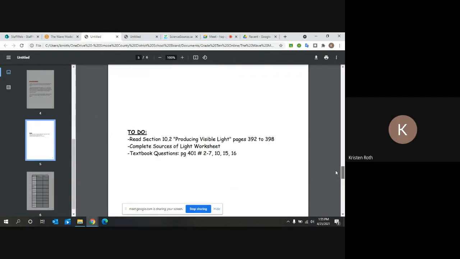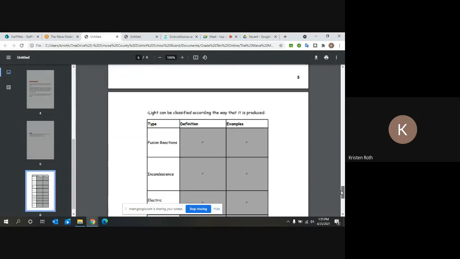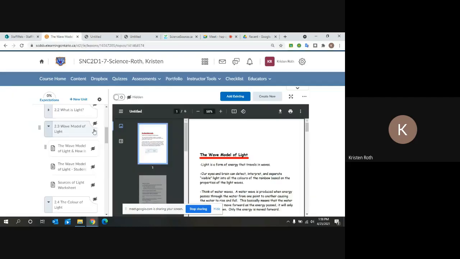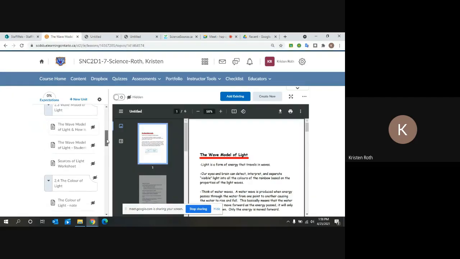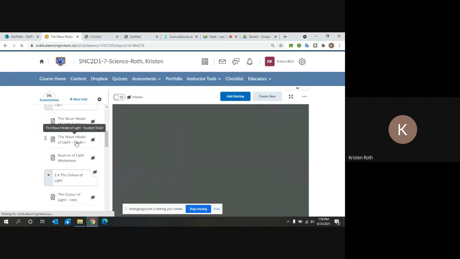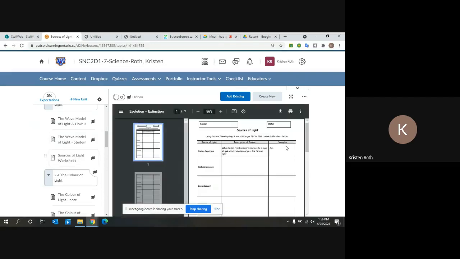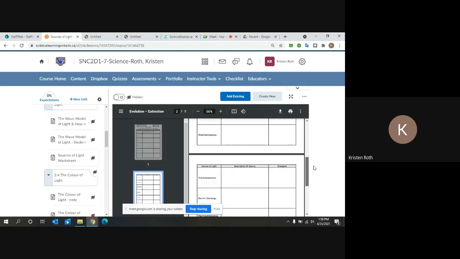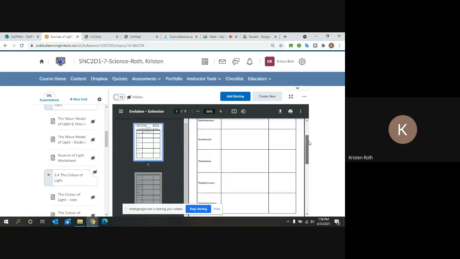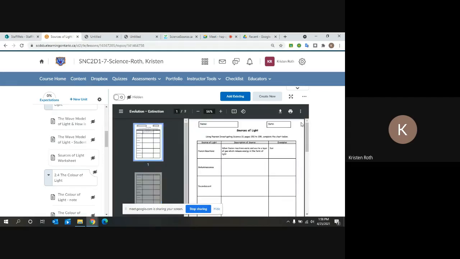Now, the worksheet is, hang on, I'm going to pull this up for you right now. The worksheet is here. Oh, no, wait, it's here. Sources of light worksheet. I wanted to show you this one because it has a lot of space, but because I gave you the first one, it is not in your textbook, okay?